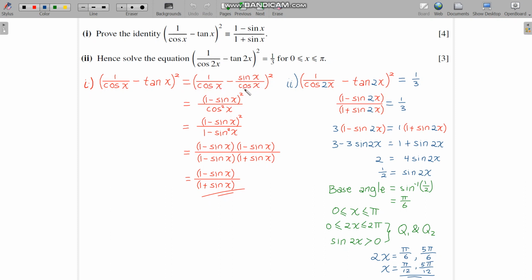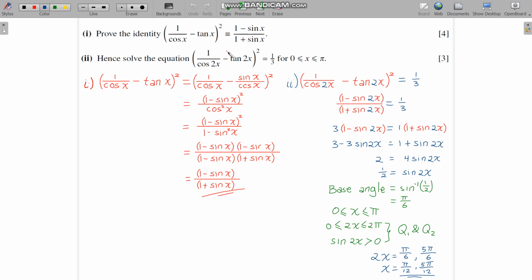So over cos, common denominator, we can combine the fraction 1 minus sine over cos. We square, we get 1 minus sine all squared divided by cos squared, which is 1 minus sine squared. Using the difference of two squares, the denominator becomes a plus b, a minus b. And from the numerator, we still have 1 minus sine times 1 minus sine, cancel out 1 minus sine, we get 1 minus sine over 1 plus sine, which is what we need to prove.